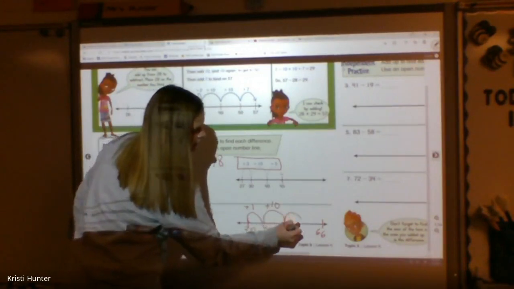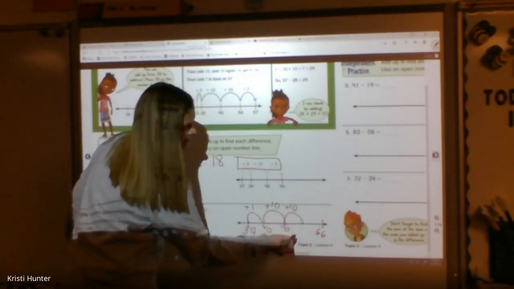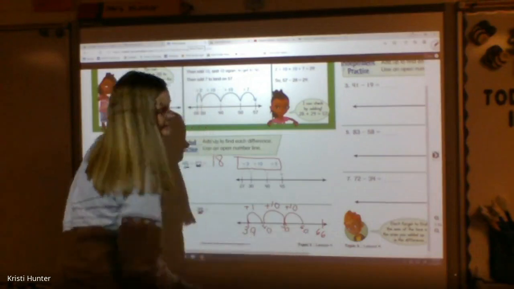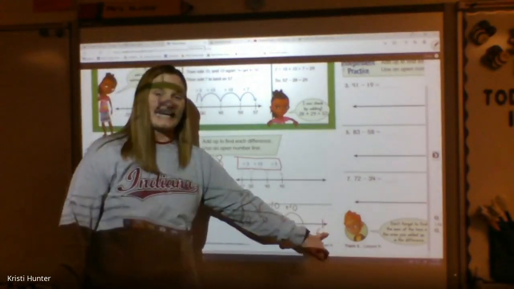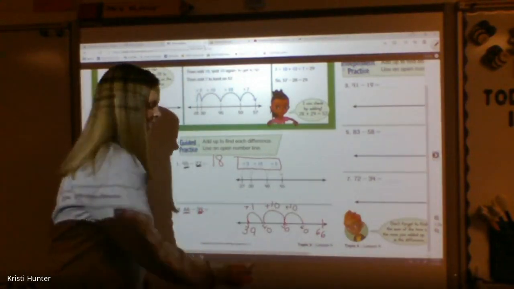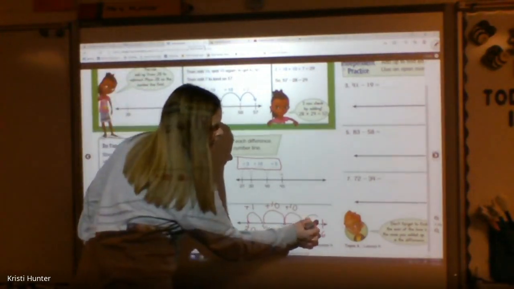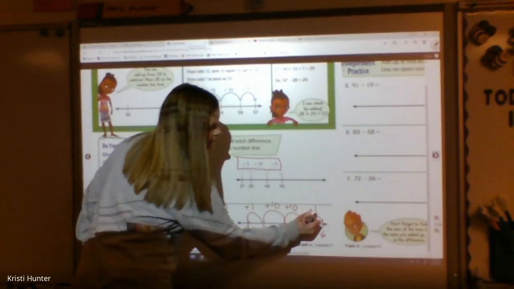Jump again, a plus 10. Takes me to 60. Now, wait a minute. I need to get from 60 to 66. That's not a plus 10. That would just be a plus 6.